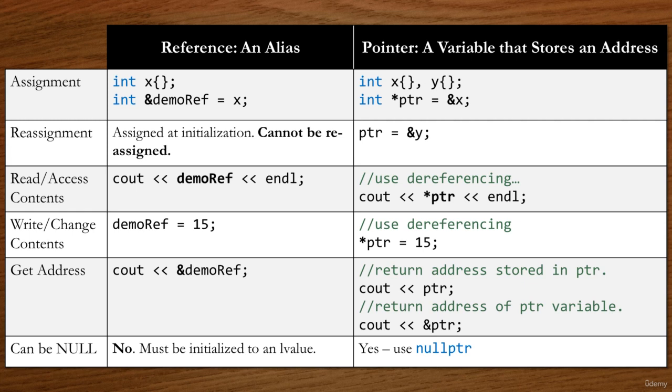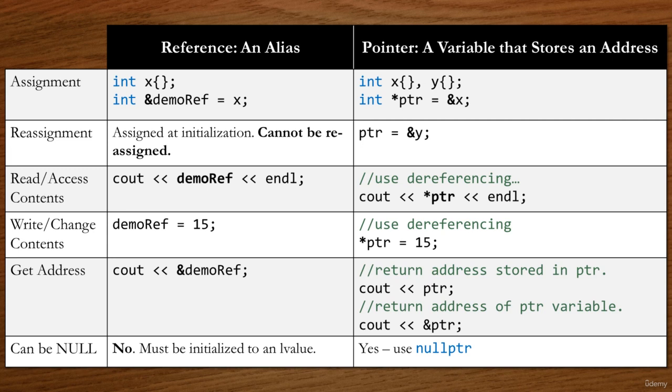I feel like that's an easier way of demonstrating that. With the reference we don't have to do dereferencing or anything like that, we simply use the name of the reference, whereas with the pointer we have to dereference it, otherwise it's going to give us an address. So we dereference it and it should print it out.